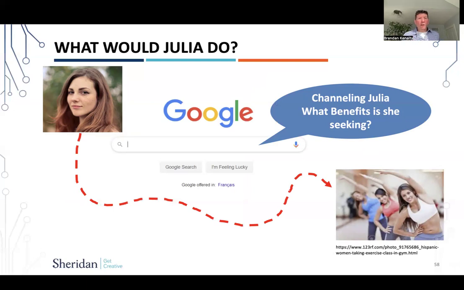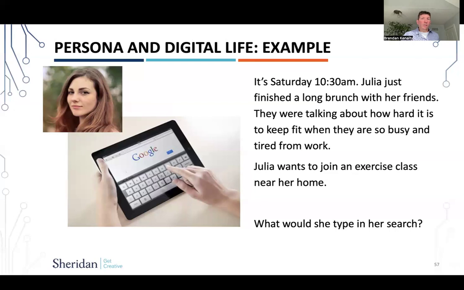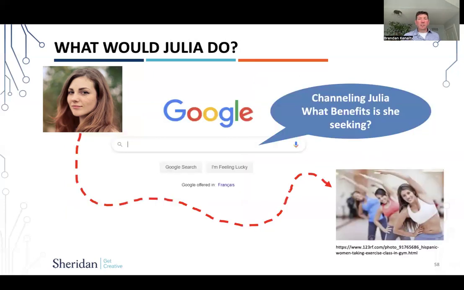So we want to understand what she is looking for. Again, she told us: she's looking for an exercise class near her home. She doesn't have very much time, and she's tired from work. These are some of the things you can start to think about. What would she be typing into this search query? What are the benefits she's looking for?